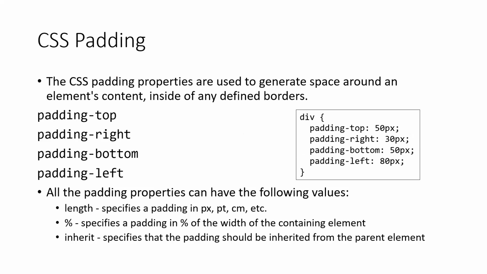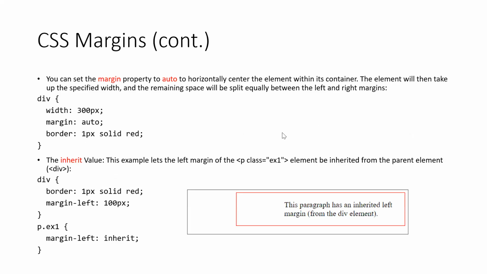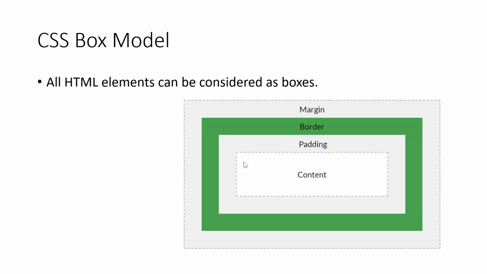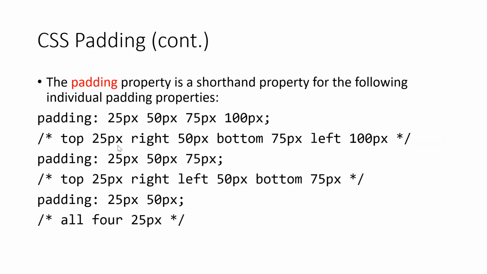Right, CSS padding: the property is used to generate space around the element's content, inside any defined border. Once you have a border, the space in between we call padding. For example, here we have some text and then a border, and within that we have some space. This space we call padding. After the border you also have a space, and that is called margin. Whenever you work with HTML tags, you have to think about this.